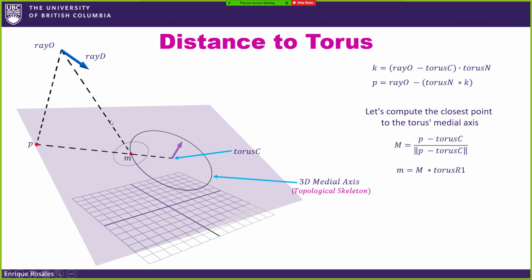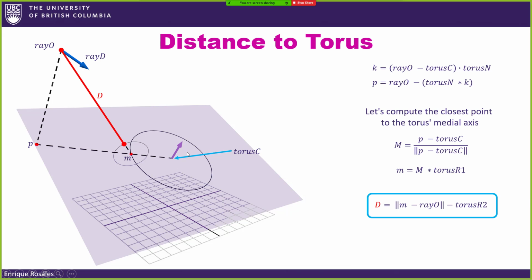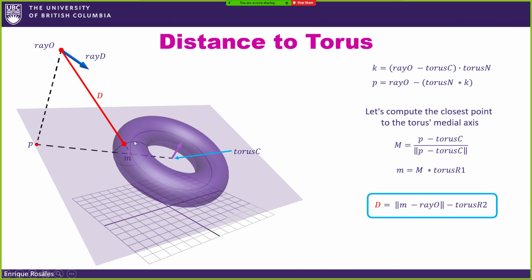So once you have this vector right here, and again, this vector is exactly on the same plane that could be a cross section of the torus, you just compute this distance. The distance will be the distance between the ray origin and M, so basically this entire vector, minus the second radius of the torus, and that will be the distance. That's it, right? That point is on the surface of the torus, and is exactly the closest point to the torus.